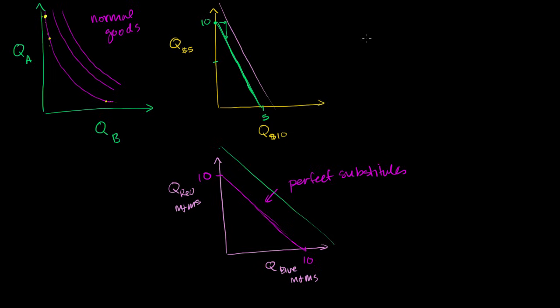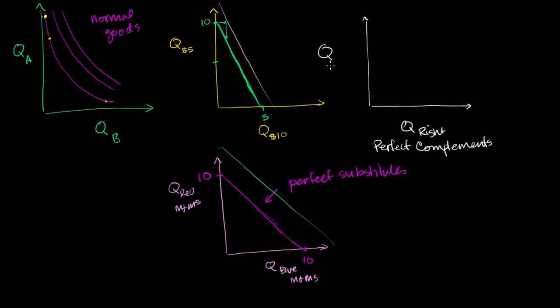Now, the last situation I want to think about is what we'll call perfect complements. So goods that if you have one of them, you really need the other one. Otherwise, one of the two is somewhat useful. And maybe the most pure version of perfect complements, let me write it over here. Perfect complements. So let's say that this is the quantity of right shoes, and this is the quantity of left shoes. So obviously, if we're talking about just one pair, you have one of each.